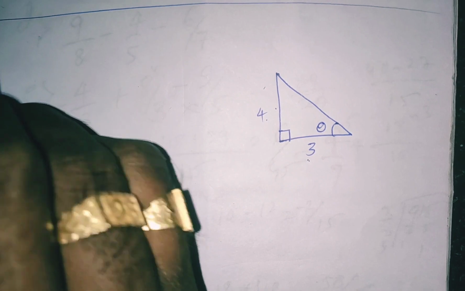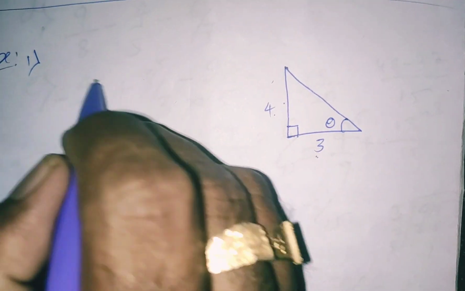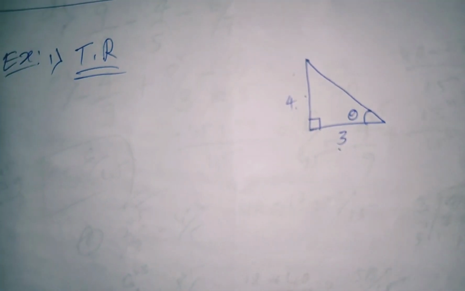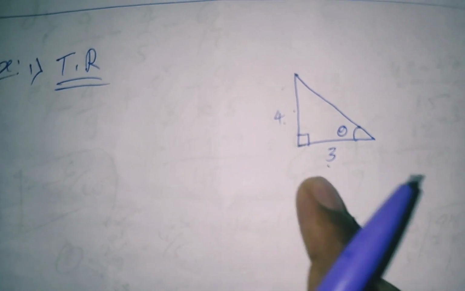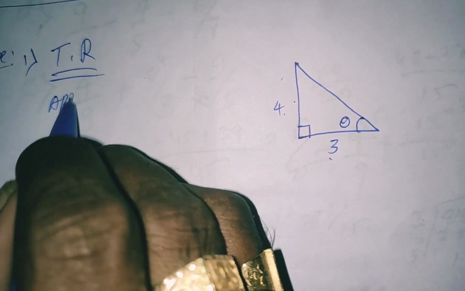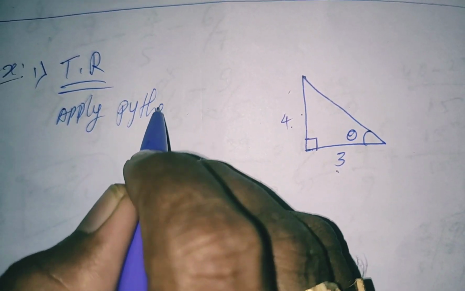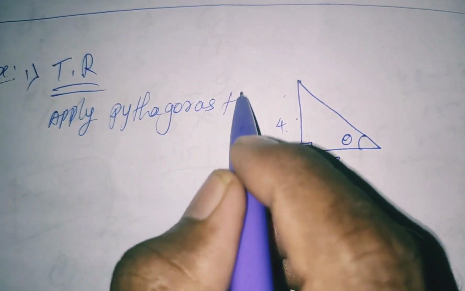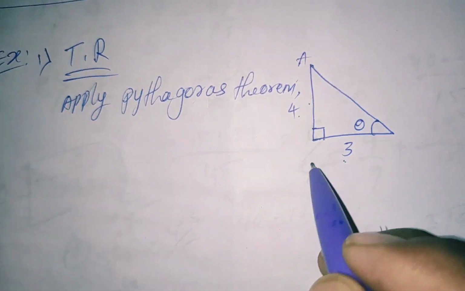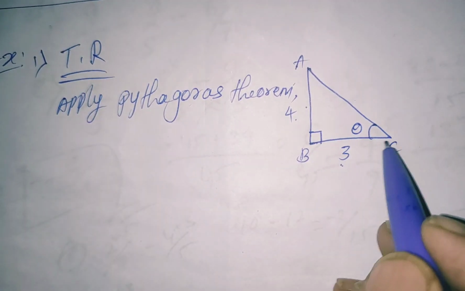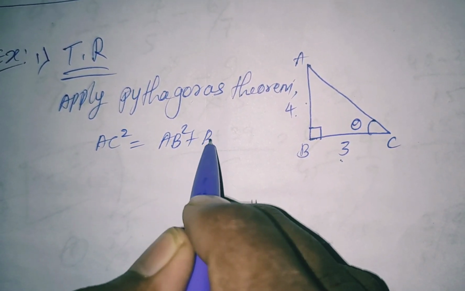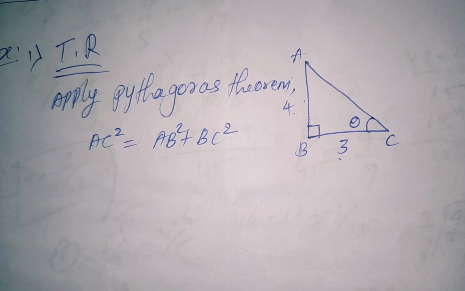Whenever there is a 90 degree angle, we can apply Pythagoras theorem. This is example 1: find all trigonometric ratios for this figure. To find all trigonometric ratios, we need the hypotenuse, and to find the hypotenuse, we apply Pythagoras theorem. If the names are not there, you can name the vertices ABC. Now, Pythagoras theorem says AC square is equal to AB square plus BC square.